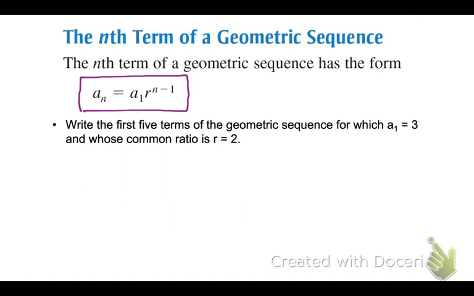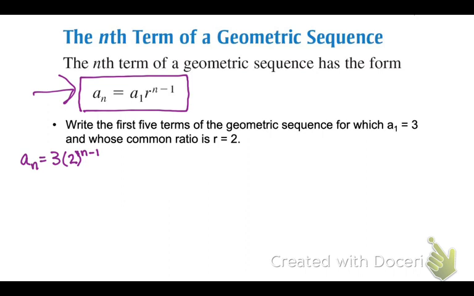So it says, write the first 5 terms of the geometric sequence for which a sub 1 equals 3 and whose common ratio is 2. So in this problem, even though I don't ask, do I still want this equation? Yes. Okay, so a sub n equals 3 times 2 to the n minus 1. Now, we don't typically leave equations like that. It looks kind of funny, doesn't it?